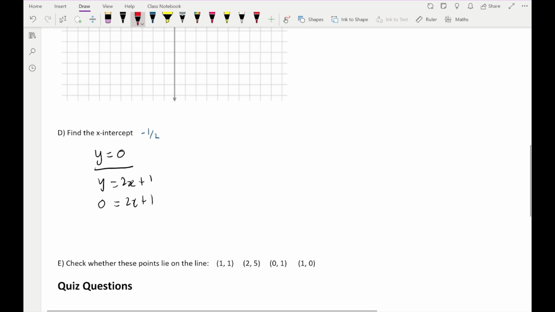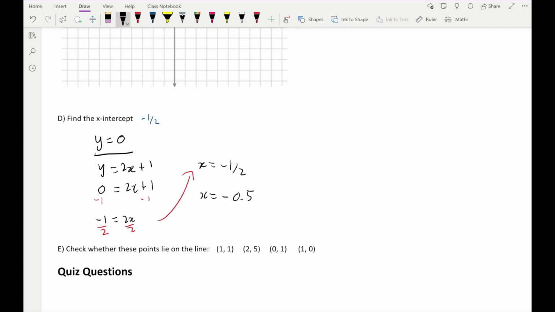Now, how do I get x on its own? Well, I'm going to have to start by getting rid of this plus 1, and I do -1 to both sides. So I'm going to get -1 equals 2x. Now, how do I get rid of the 2? I divide by 2. So let's say x equals -1 over 2. Hey, my guess was right. The x-intercept is -1/2. Or if you really like decimals, -0.5.